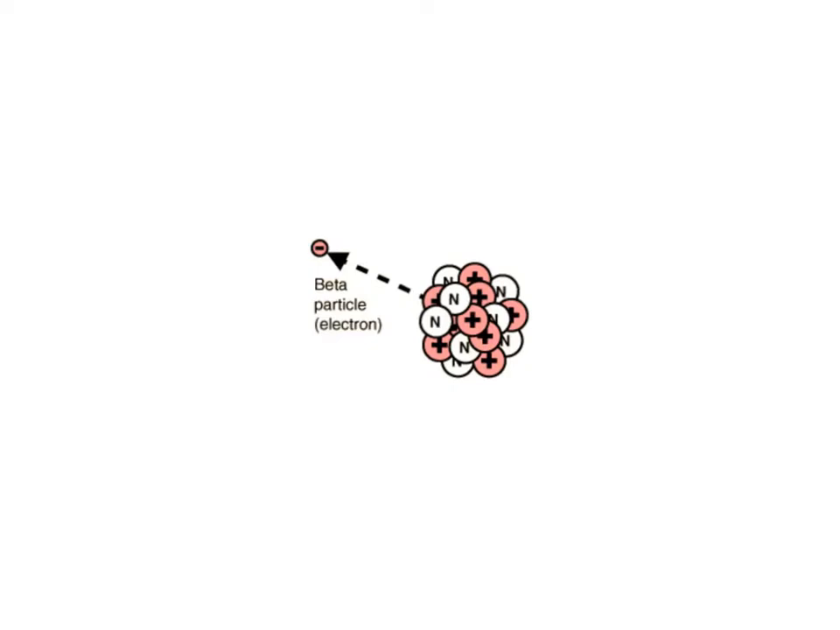Beta particle is an electron. This also comes from the nucleus, which is a bit weird. It has a negative charge and a very small mass, and travels at 90% of the speed of light. Absorbed by a metre of air and a thin sheet of aluminium. Because it's so small, it's not very ionising.